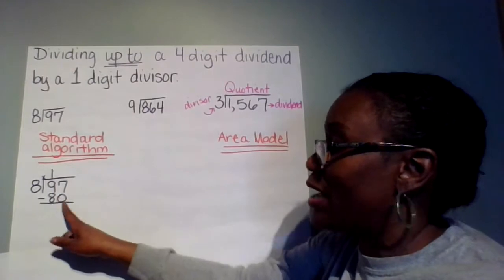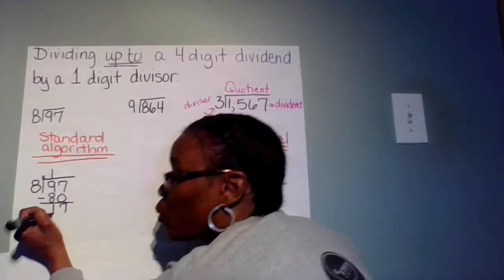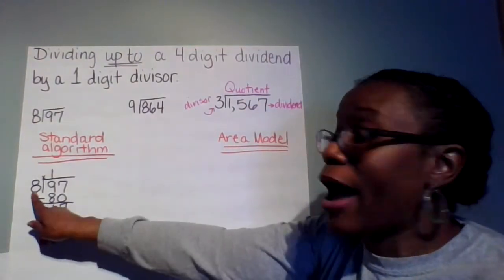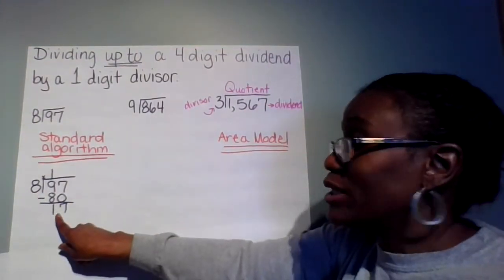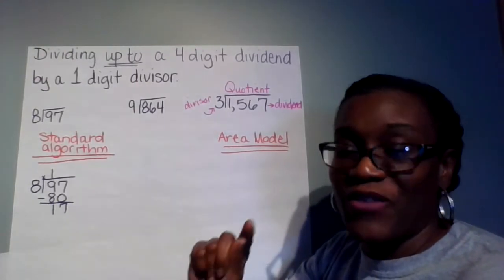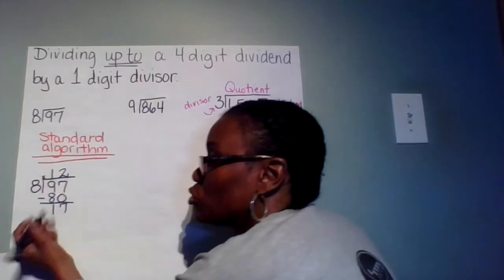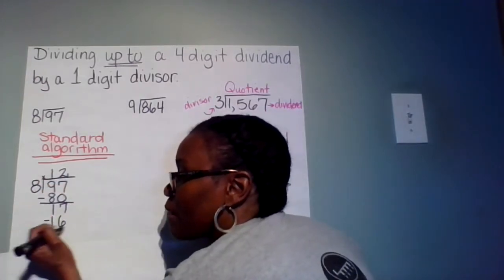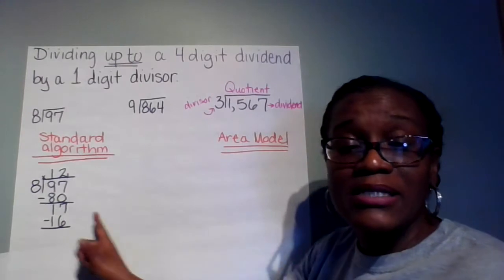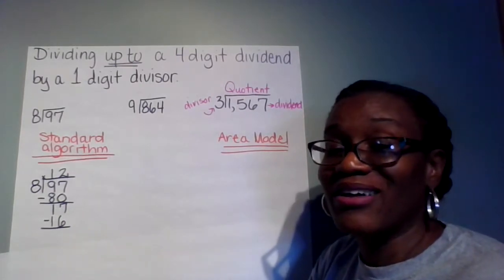So 7 minus 0 is 7. 9 minus 8 is 1. So now we want to know how many times can 8 go into 17 without going over. Very good, scholars. 2 times. And 8 times 2 is 16. And now I'm going to subtract 16 from 17, leaving me with 1.